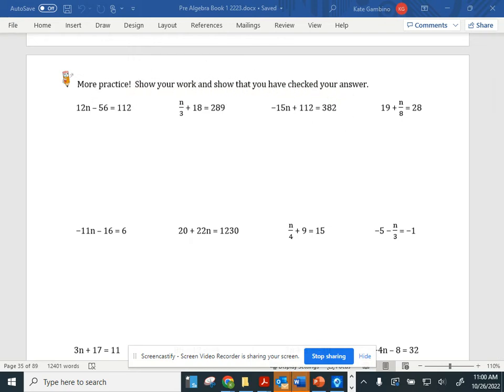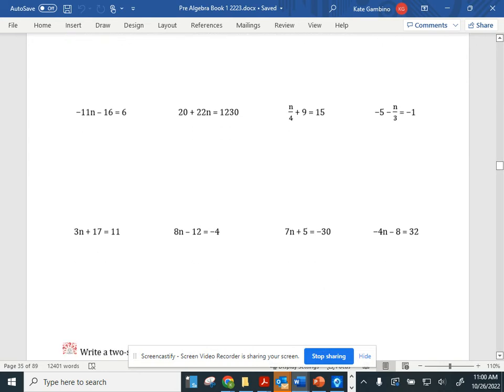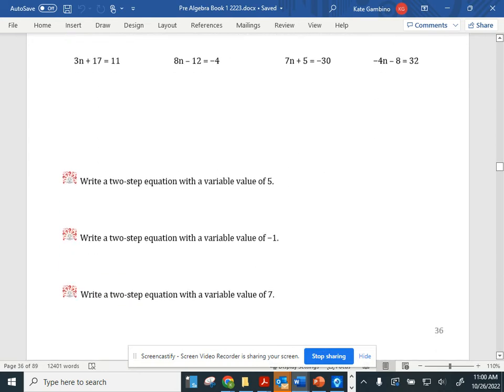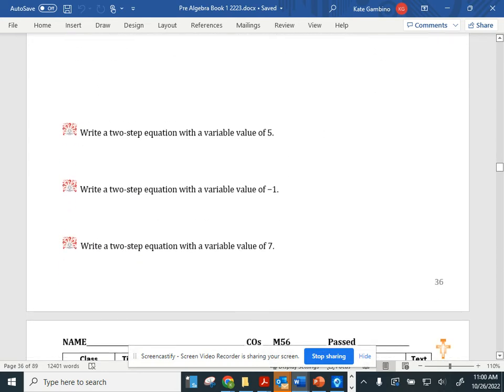Let's look at the bottom of our page. Write a two-step equation with a variable value of 5. Two-step equation. You should have a multiplying or dividing. You should have an adding or subtracting. Who thinks they can come up with an example for us? Two-step equation with a value of 5. Hugo.